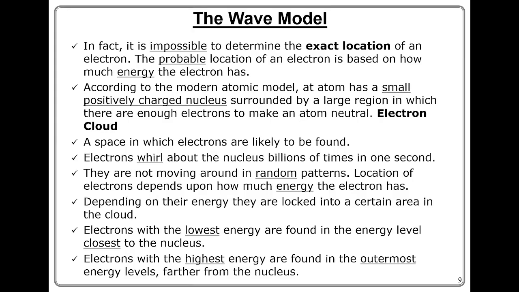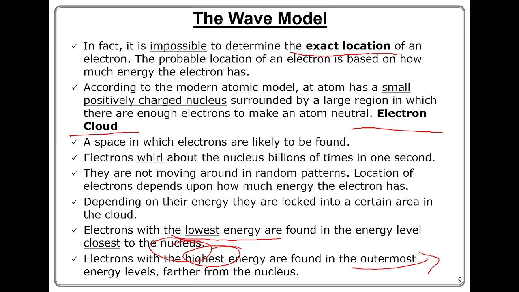Then we go to the wave model. One key factor in the wave model is that an electron moves in a wave-like fashion, meaning it is very difficult to determine its actual position or location. Since it moves in a wave-like fashion, it only forms what you normally call an electron cloud. An electron cloud that is closest to the nucleus is normally called the lowest energy level, and an electron cloud that is further away from the nucleus is normally called the outermost energy level.